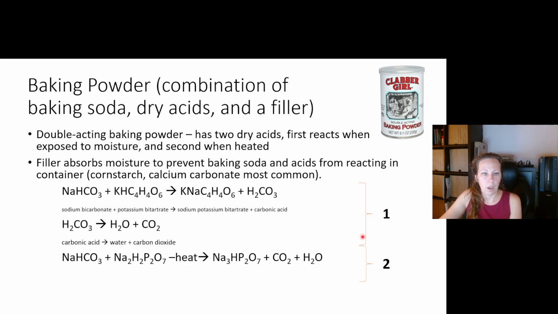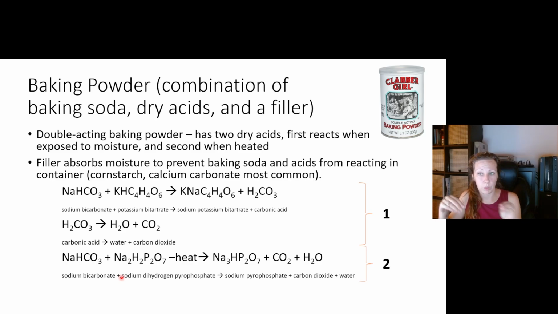Okay. The other half is the heat reaction. So here we have the baking soda, the sodium bicarbonate. It's reacting with this other acid that it's only going to react with heat. So sodium dihydrogen pyrophosphate. Okay, and it's going to produce sodium pyrophosphate, carbon dioxide, and water.